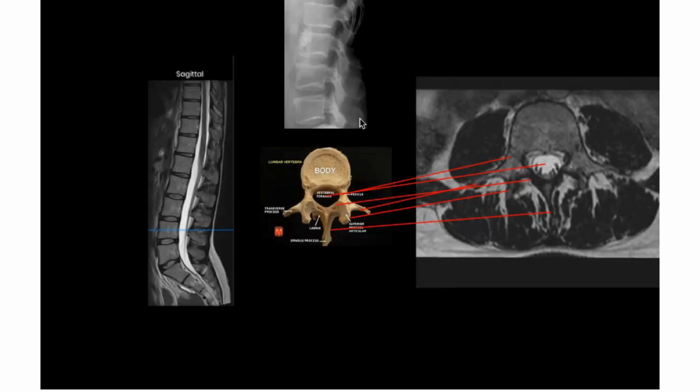Because these exiting roots, when they approach their foramen, they go just medial to the pedicle, and then they come out of the foramen. Which means when they go towards the foramen, they go out of the dural sac. They fit themselves into the pedicular notch over here, and then they come out of the foramen like this.